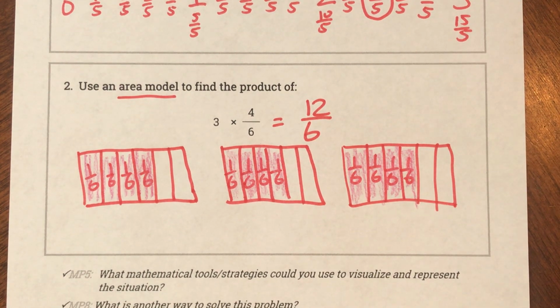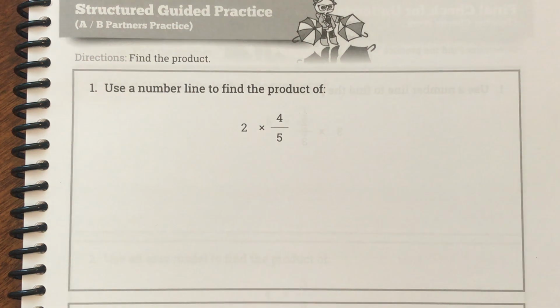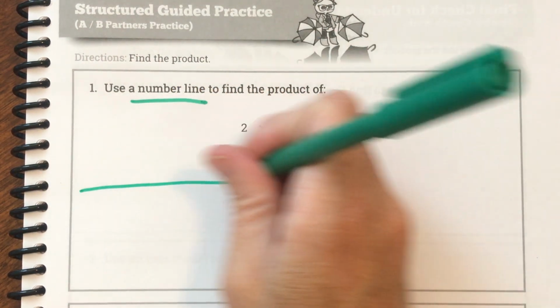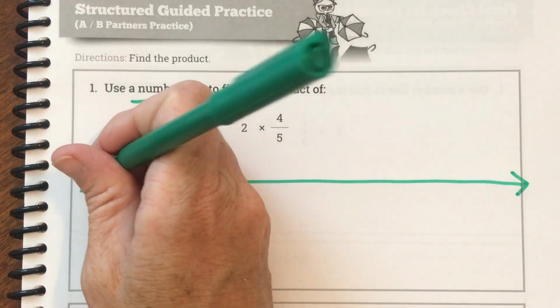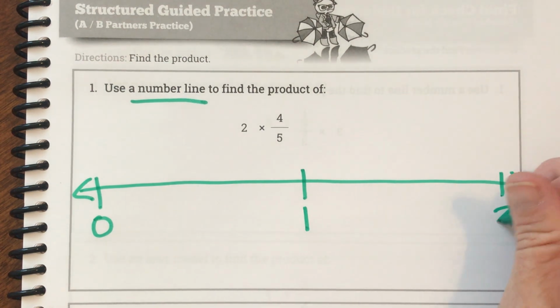Okay, let's try some together. We are on page 194. And our first one says, use a number line to find the product of 2 times 4/5. Okay, so they want a number line. On this one, let's make our number line just to 2. That will be long enough. So 0, 1, and 2.